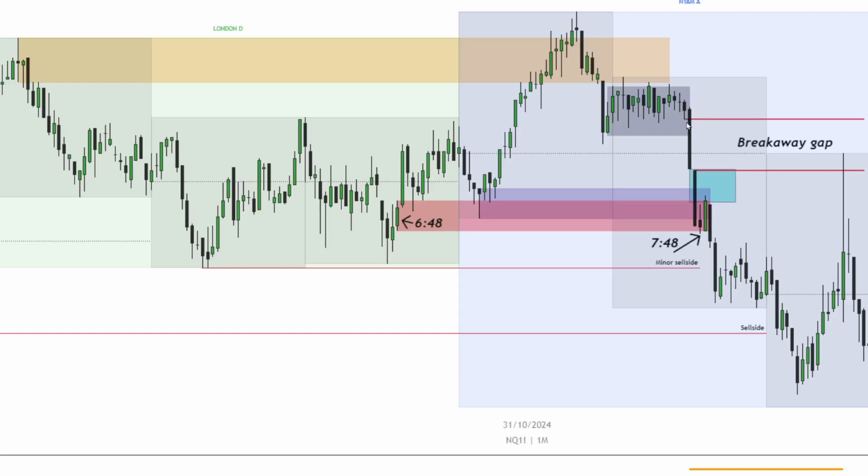As we displace down, we create this breakaway gap, which is a sign that market wants to violently displace down and it doesn't have time to rebalance any of this gap.